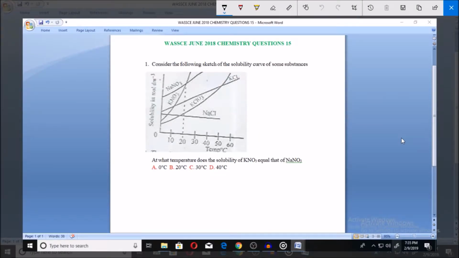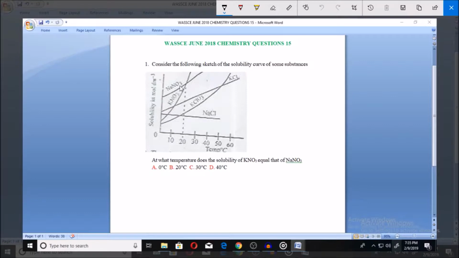Hello, welcome. Let's look at this problem for chemistry, question 15, WAEC 2018. Consider the following sketch of the solubility curve of some substances. This is the sketch. You can see solubility in mole per dm cube.